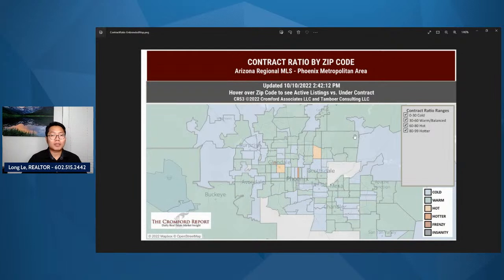The buyers do not want to buy, the seller does not want to sell, right? And by the way, there's still some area that's still hot. Surprisingly, in the middle of Phoenix right here, another area in Phoenix right here, and this is also Phoenix. So some zip codes inside of Phoenix are still in a hot market, okay?